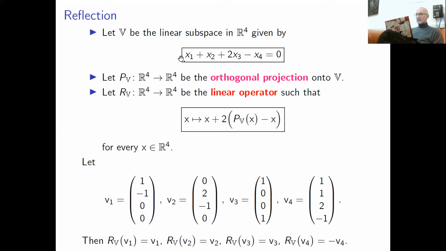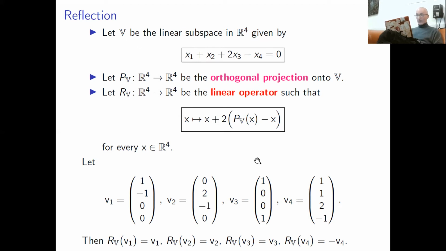You just need to take the coefficients of this equation in front of x1, x2, x3, x4, and put them as the coordinates of the vector. So I took this vector V4, here 1, 1, 2, minus 1. These are just the coefficients of this equation. And almost by definition, this vector V4 is orthogonal to V.